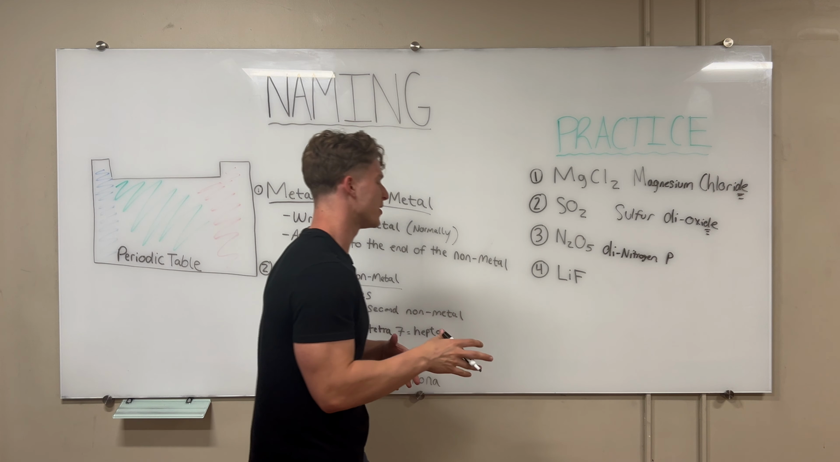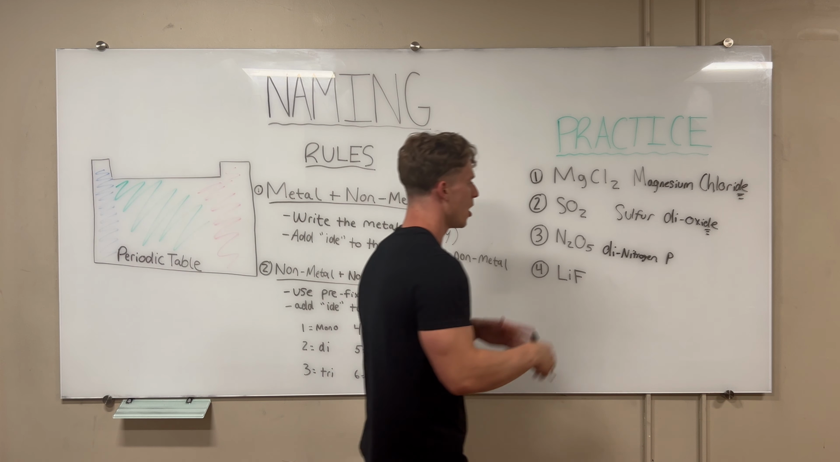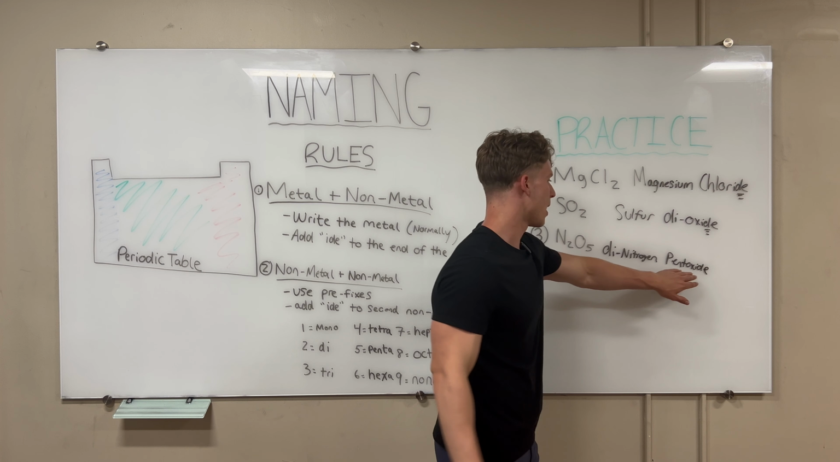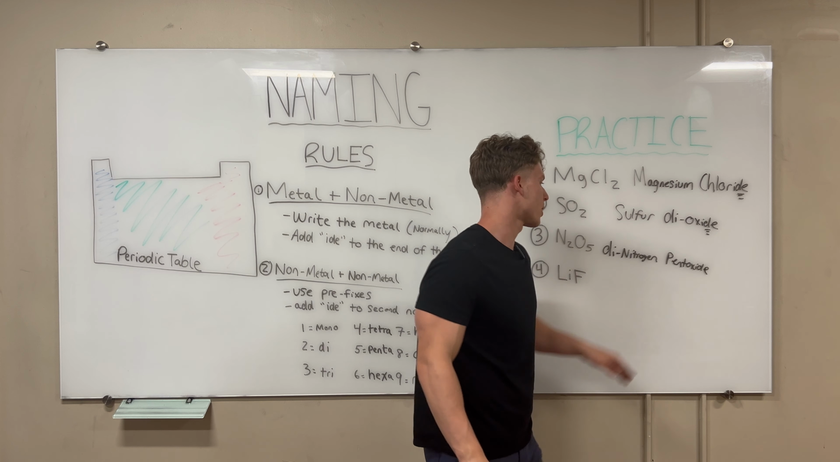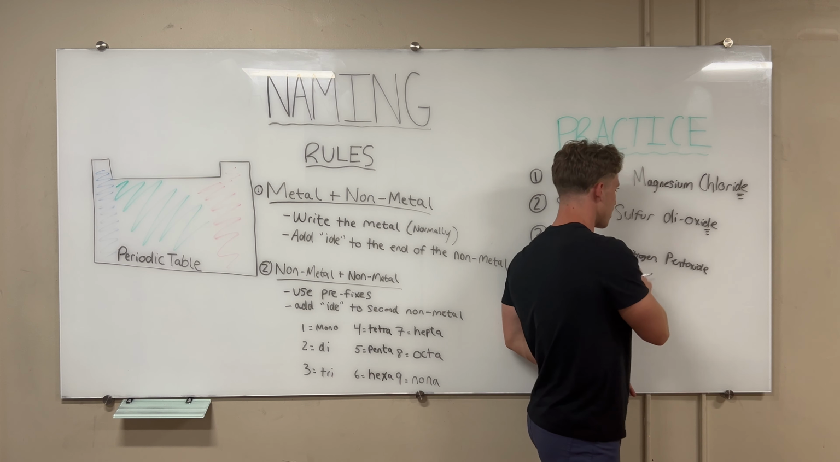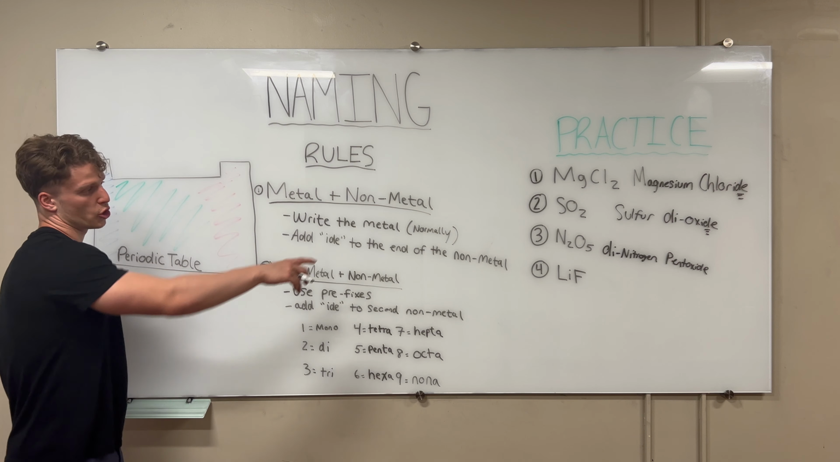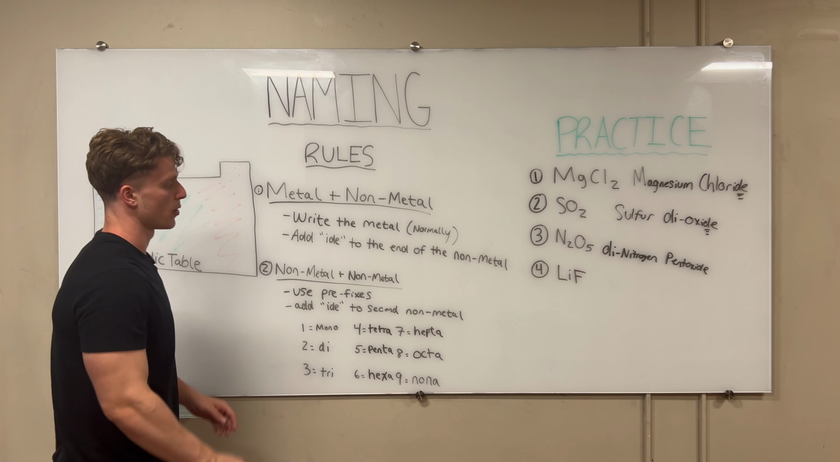pentaoxide. Now, when you see pentaoxide, you can write it pentaoxide. A lot of the times you just see it written pentoxide. I think either is fine, but I usually see it written pentoxide, okay? So this is dinitrogen pentoxide. 2 nonmetals, we have to follow that rule. Make sure you add "ide" to the second nonmetal.